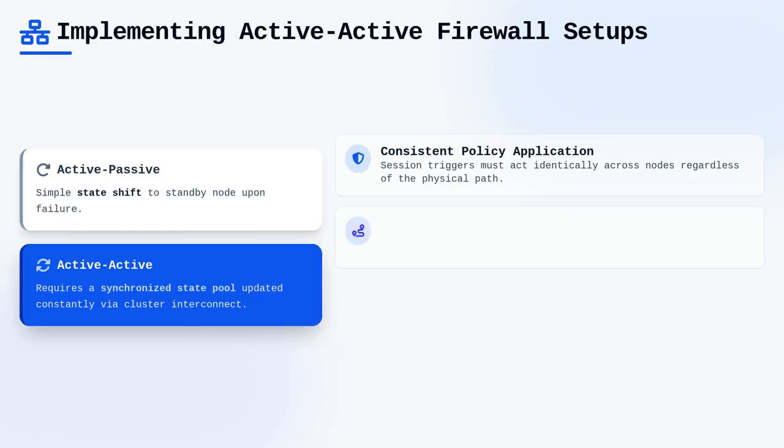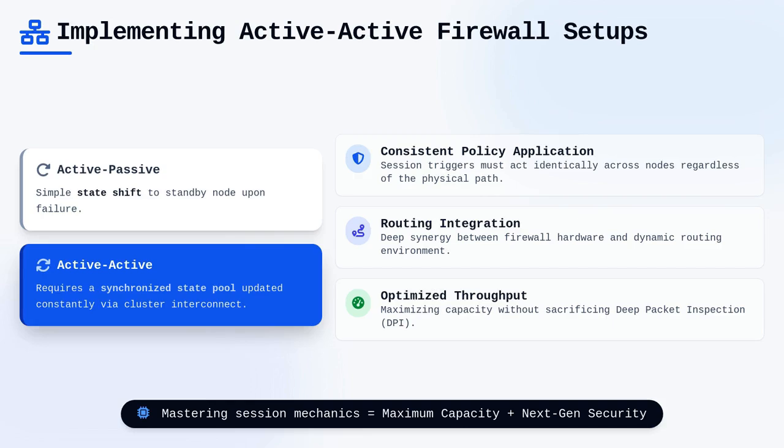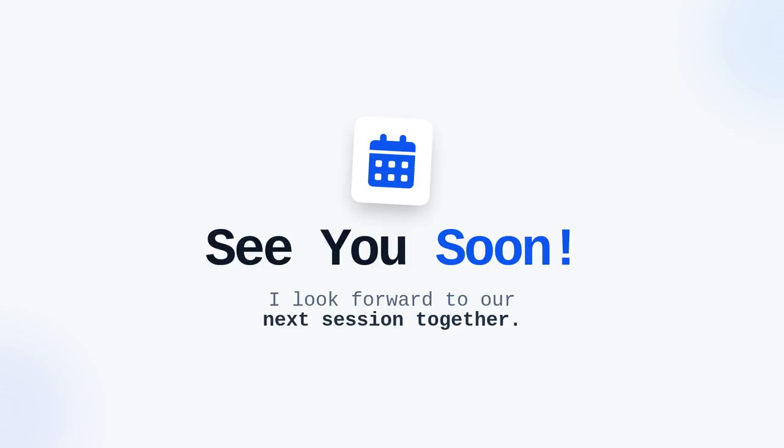This approach demands a deep understanding of not just the Palo Alto hardware, but also the interaction between the firewall and your dynamic routing environment. By mastering these session mechanics, you ensure that the throughput capacity of your network is maximized without sacrificing the deep packet inspection capabilities that define a next-generation security deployment. I look forward to our next session.